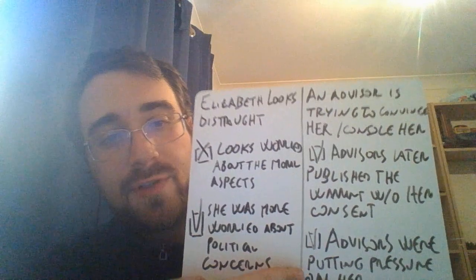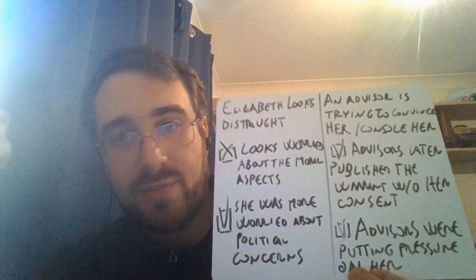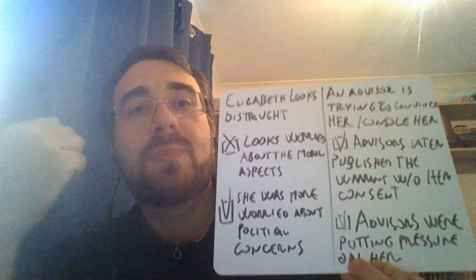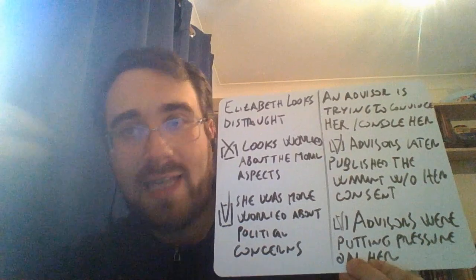Another reason why it was convincing. Most of Elizabeth's advisors were actually putting pressure on her, and we know that from several primary sources, in order to make her sign the warrant and get rid of a troublesome claimant. So, we got two elements, okay? And for each element, we identified two reasons why, two points that might be convincing or not.